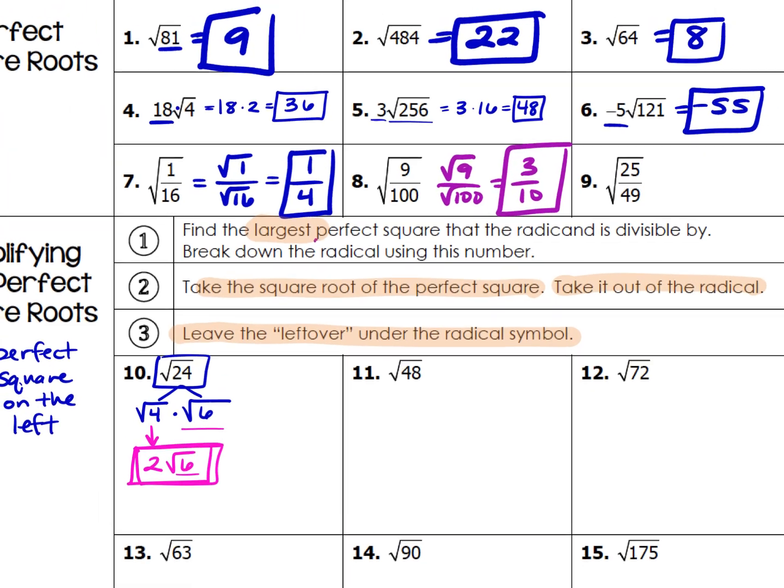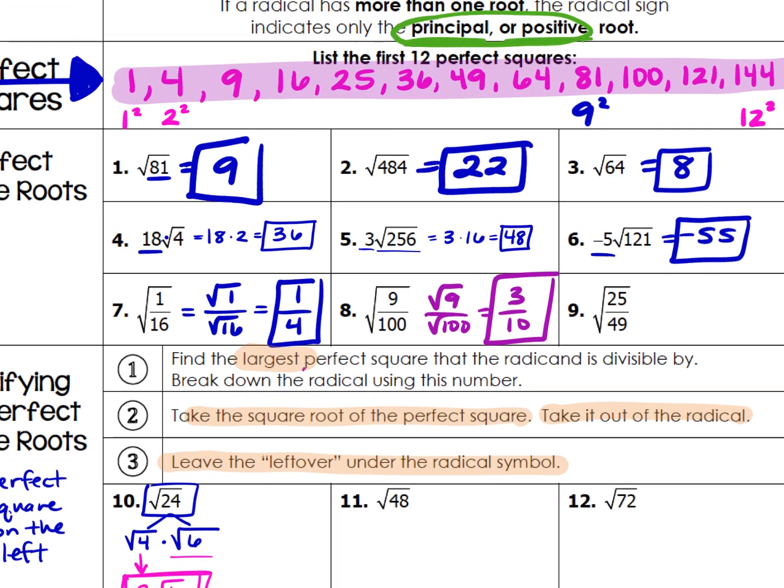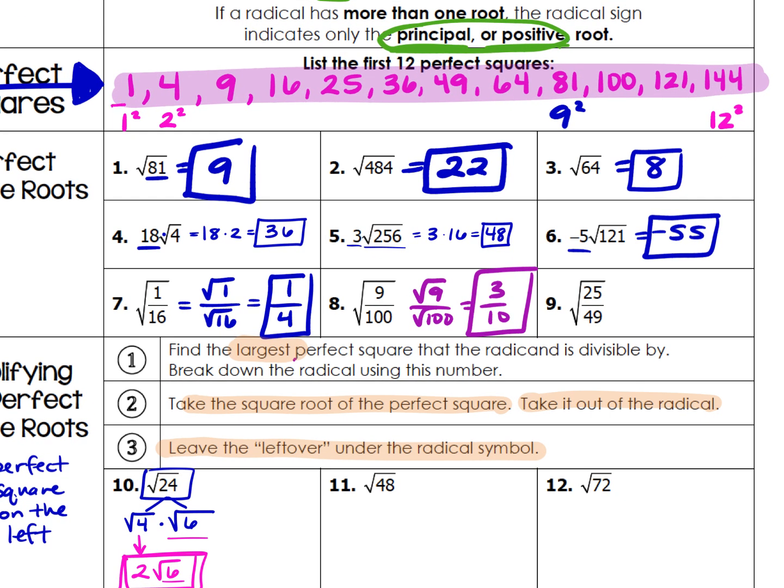Okay, look at number 11. Here's your list up here. We said we want the biggest one of those that 48 is divisible by, okay? If I were you, this would be my process. I would take my calculator and I would type in 48 divided by. Okay, get your calculator, type in 48 divided by. Now look at your set of numbers. Is 48 going to be divisible by 49? No.